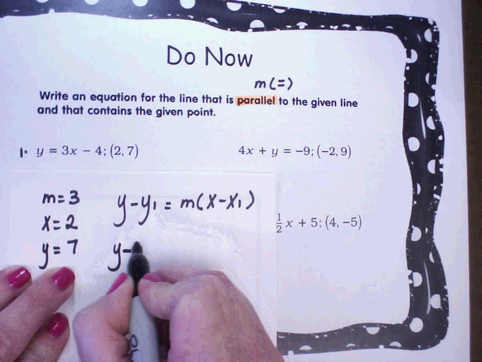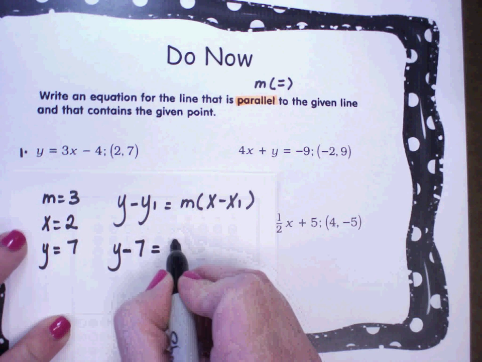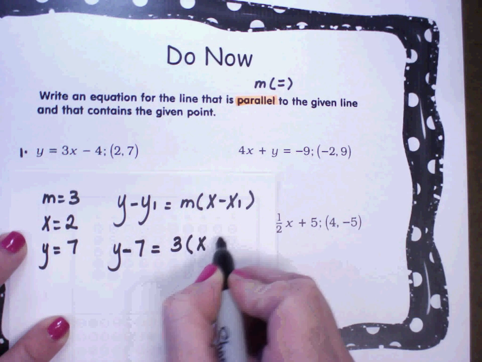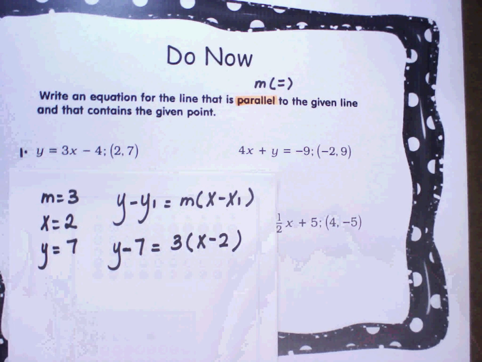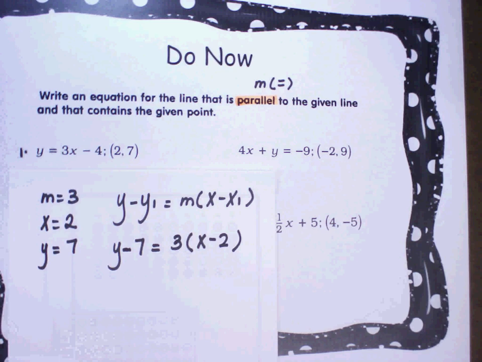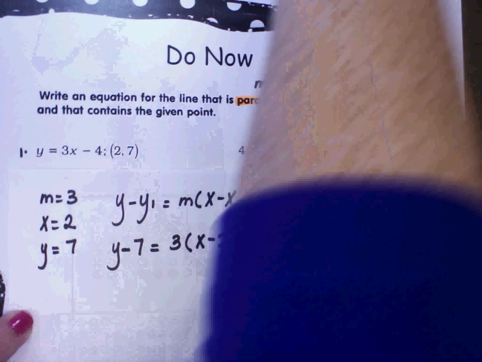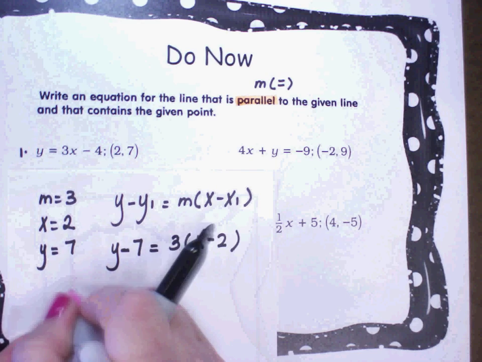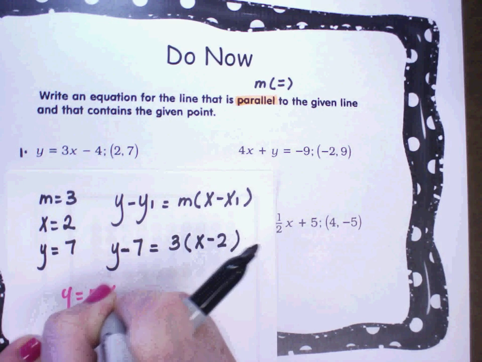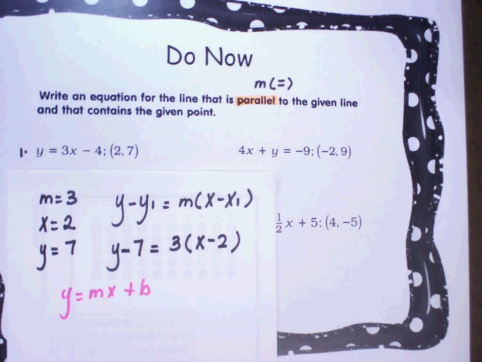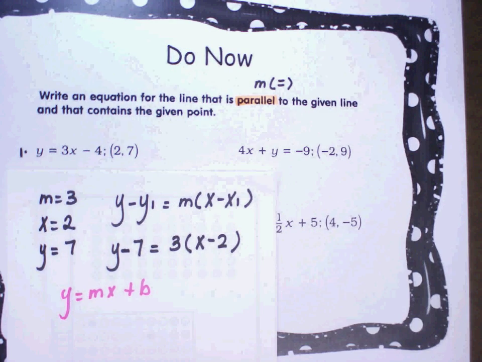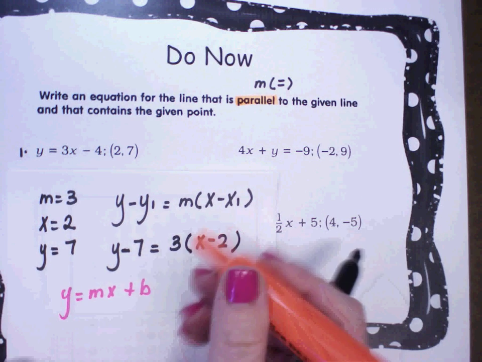So instead of y1, it would be 7. Instead of m, it would be 3. And instead of x1, it would be 2. Now, let's say I ask you in slope intercept. Then what do you have to do? If I want it like this, if I want it in slope intercept form, then what do I need to do? Very good. You start by distributing that 3.